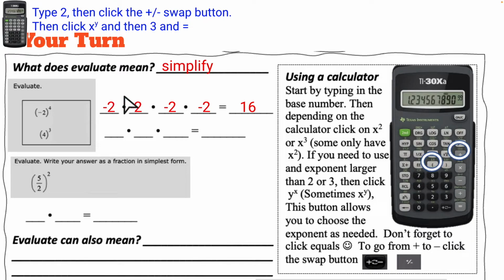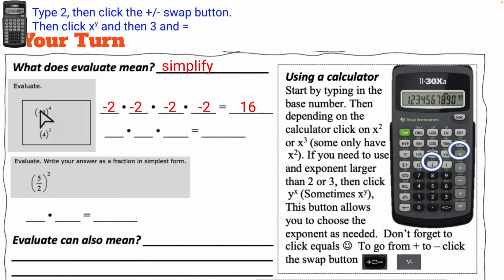And I can come over here and do the same thing. -2 times -2, that's going to be a positive 4. Then I have 4 times 4 gives me 16. So you just want to make sure you're paying attention. That negative was included. That's going to change your answer a little bit. If you didn't include the negative, you'd actually get positive 16 still, because they would have all been positive. But if this was an odd exponent, the answer would have been incorrect without the negative. So we want to make sure we're paying attention to the parentheses and what's included.